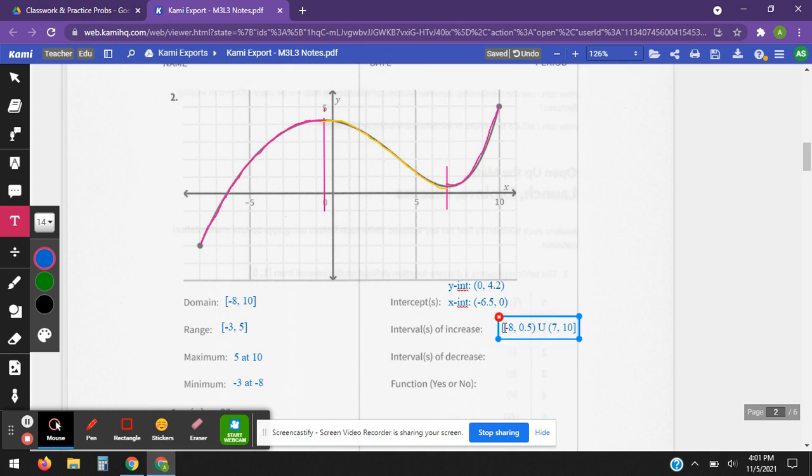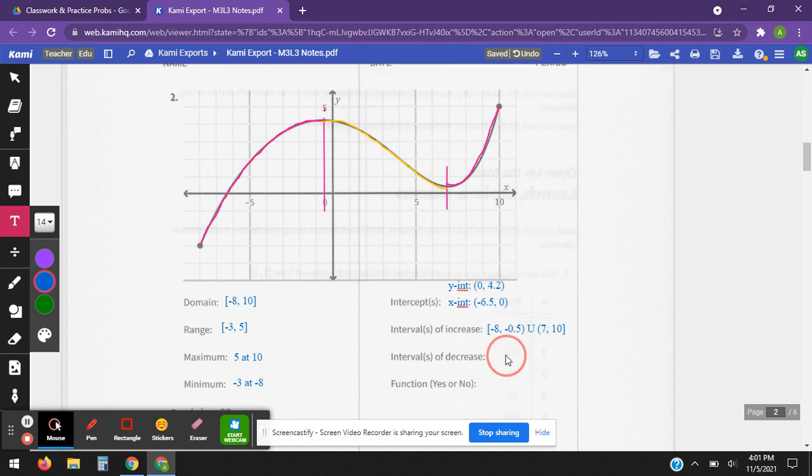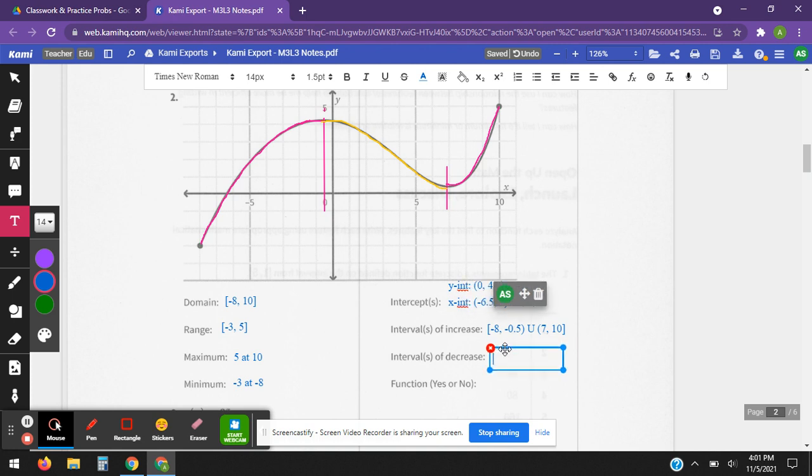And my interval of decrease, do I have that in a color? Let's see if I got that color. Kind of got a purple for it. Well, whatever. It's kind of our pinkish color. Decrease is really that -0.5 to 7. And so I don't want to include either of those, because they are not on the ends of either.